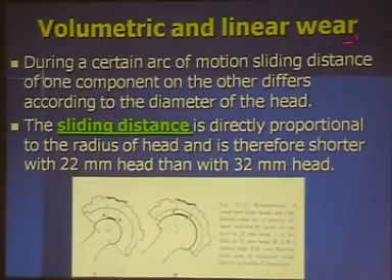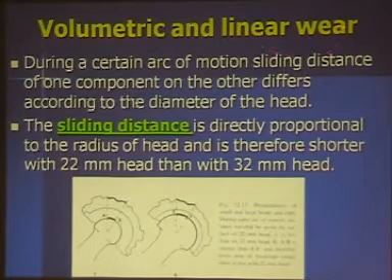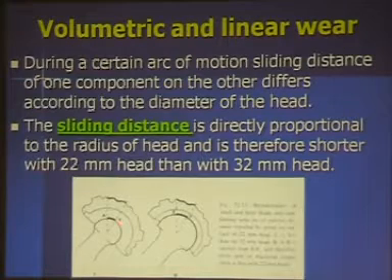Now, a couple of words. My colleague Sharif Khalid is going to explain this further, but there is a term called the sliding distance. What's that? During a certain arc of motion, the sliding distance of one component on the other differs according to the diameter of the head. In this diagram, we see the small femoral head used by John Charnley, and the large head which we use nowadays. The sliding distance here is obviously smaller than the sliding distance here.